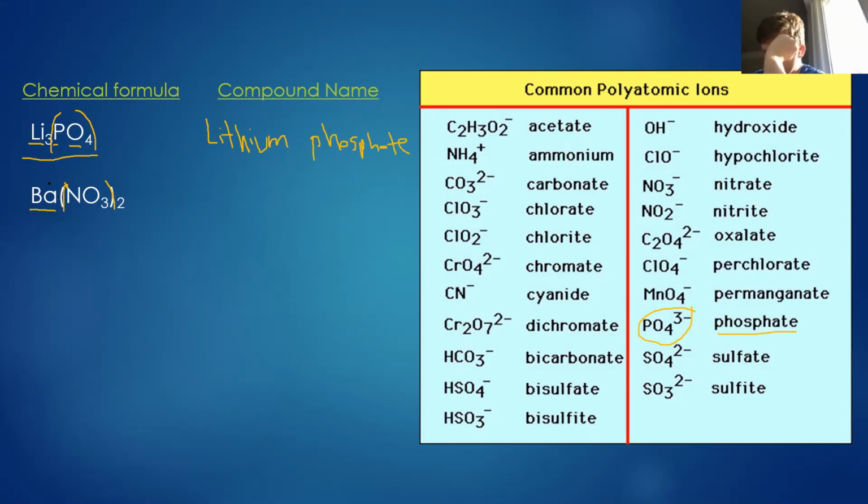Okay, so we're going to name it the same way. We start with the metal. In this case, Ba is barium. For the second portion, NO3, we look up NO3 on the polyatomic table and write the corresponding name. Where is NO3? There it is. NO3 in this case is nitrate. So barium nitrate would be the correct name.